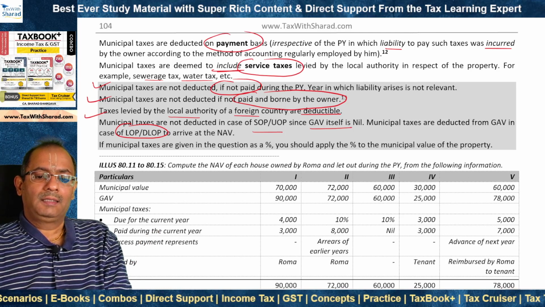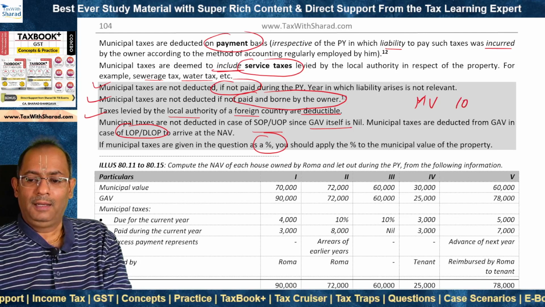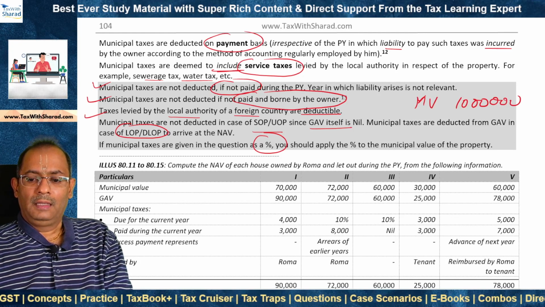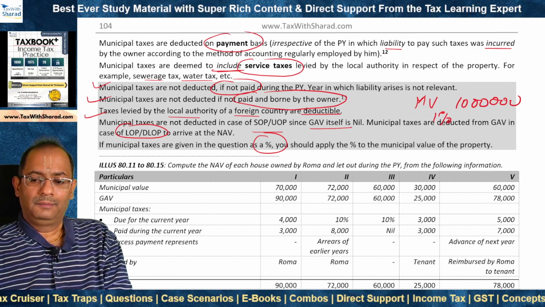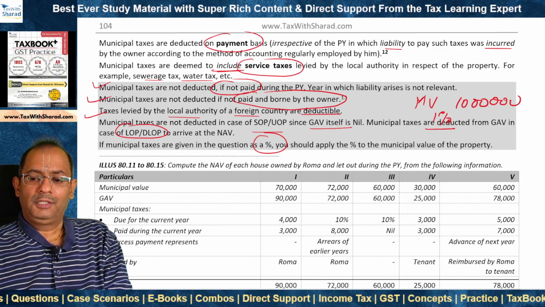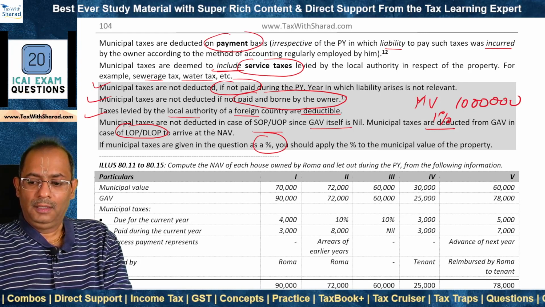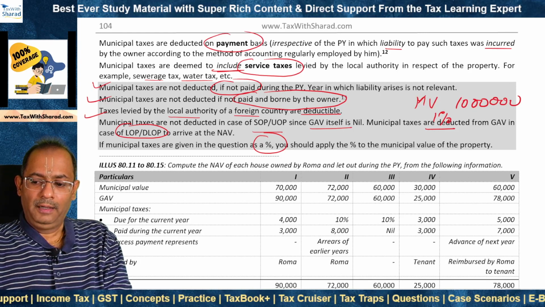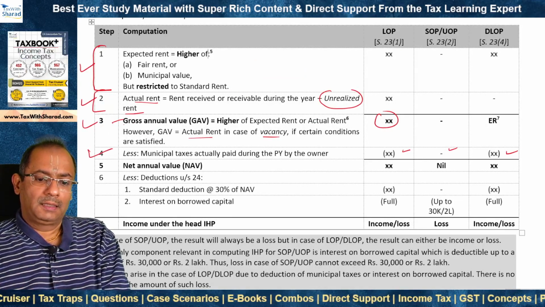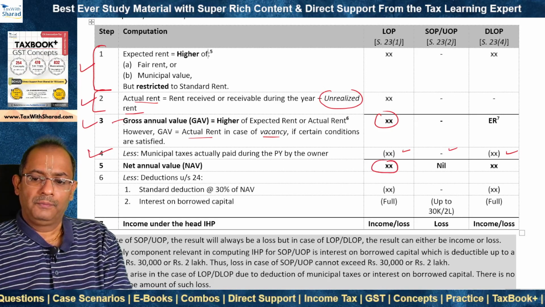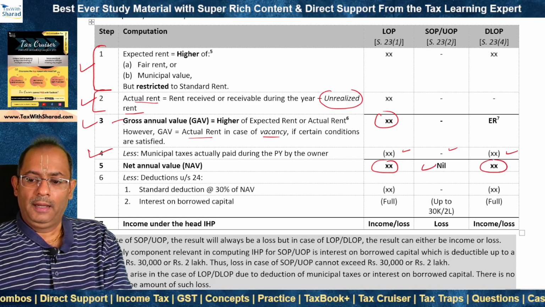Sometimes in the question, municipal taxes are given as a percentage. So municipal value will be given, for example, 10 lakh rupees, and it will be given in the question that municipal taxes are levied to the extent of, say, 1%. So we need to apply the percentage to the municipal value. So the municipal taxes will be 1% of 10 lakh rupees, and accordingly, the deduction of municipal taxes will need to be provided. So once we provide deduction of municipal taxes, we arrive at the value of NAV, which is nil in the case of SOP or UOP and a positive figure in the case of LOP and DLOP.